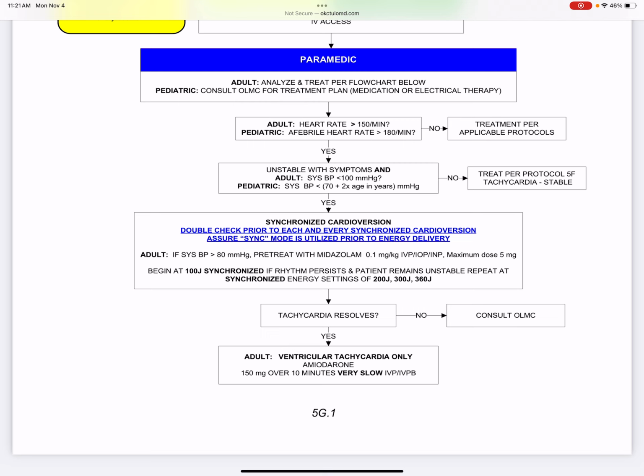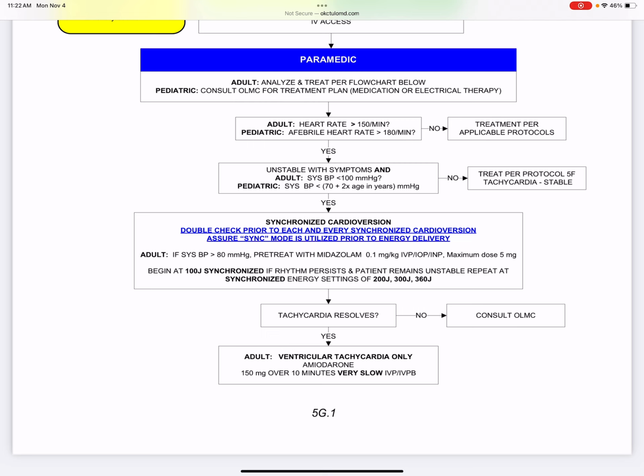So if it's VTAC, we'll give that amiodarone 150 over 10. If it's SVT, then we're just going to monitor the patient and get them to the hospital if we've converted the rhythm. If we do not convert that tachycardic rhythm, then we're going to consult online medical control. This is talking about after you've gone through your 100, 200, 300, 360, and it's still not converting. At this point, hopefully we're already transporting, and we're going to consult online medical control and see what they would like us to do at that point.